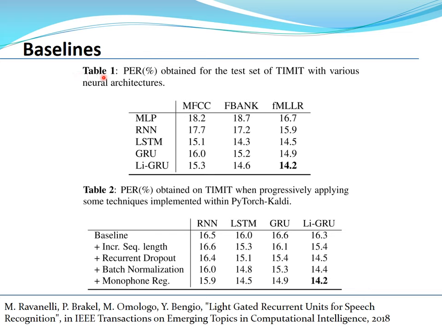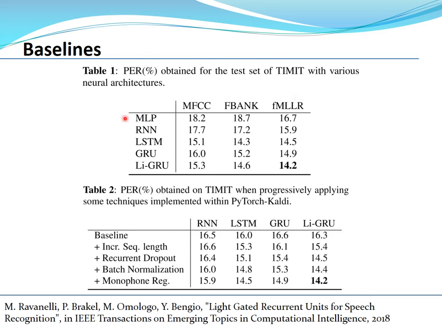In particular here, table 1 shows the phone error rates obtained on the test set of TIMIT with various neural architectures and various acoustic features. Here, for instance, first of all, what you can see is that FMLLR features are better than standard MFCC and FBANK features, and this is actually not really surprising because with FMLLR we use speaker adaptive training.